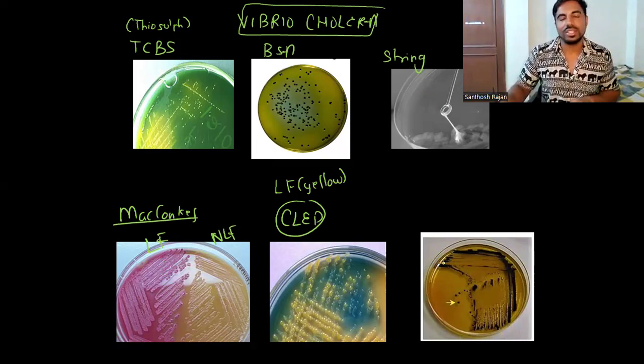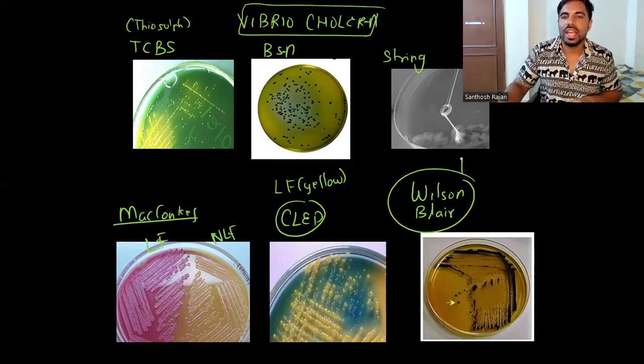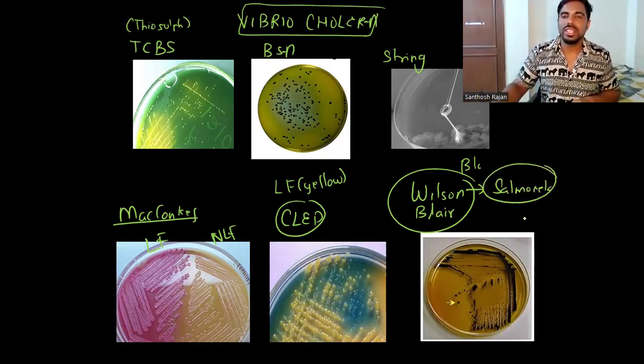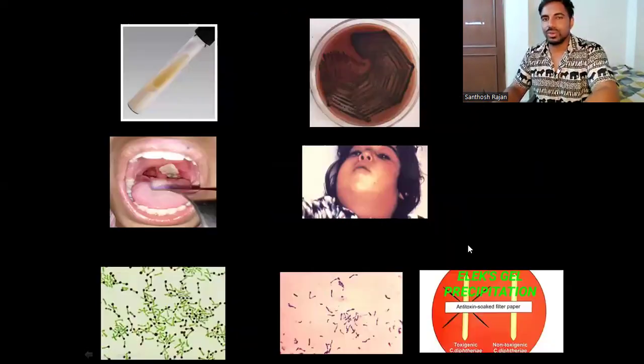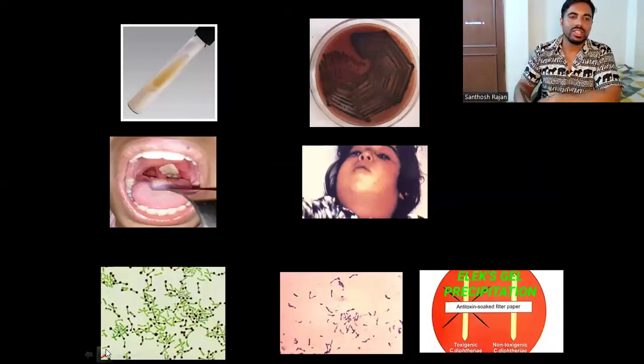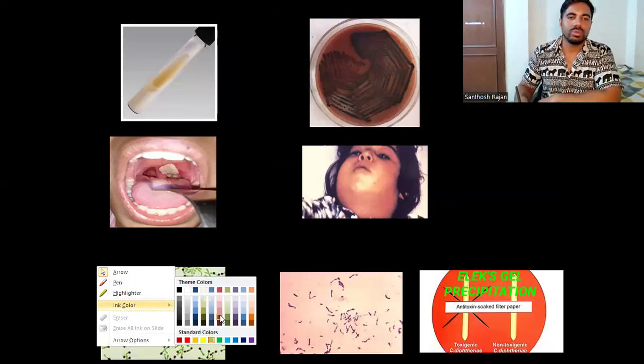Okay. Now this black one is important. This black color colony is called Wilson Blair media. Wilson Blair, if you see black color on Wilson Blair, this is only for Salmonella. Because you know that DCA, XLD, and SS agar are for both Salmonella and Shigella. But the only bodyguard of Salmonella is Wilson Blair. That's what I want to stress. Nothing else. Okay. Next. This picture, I am again going super fast in this revision.